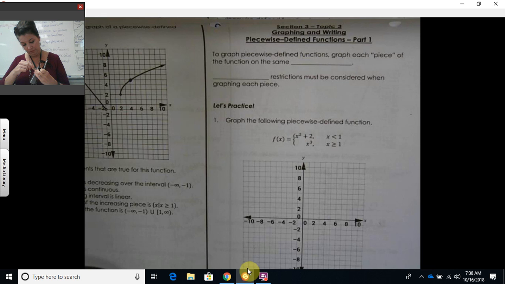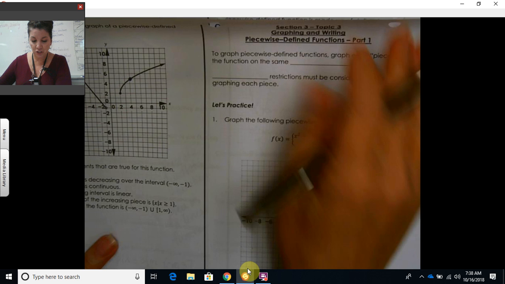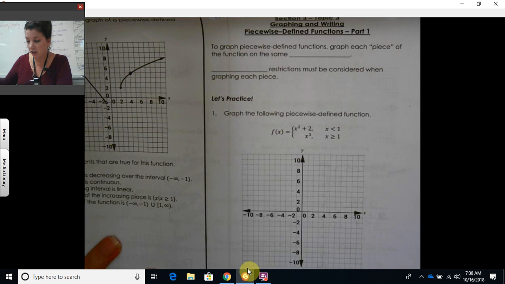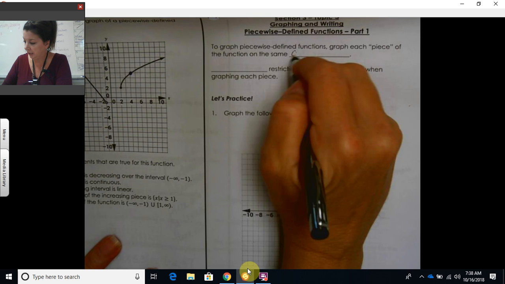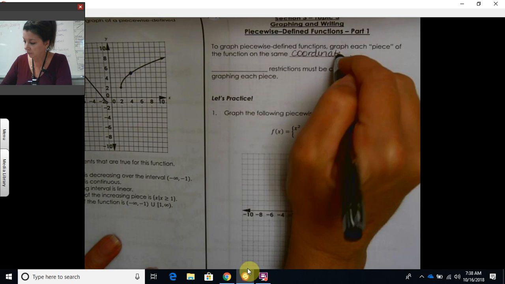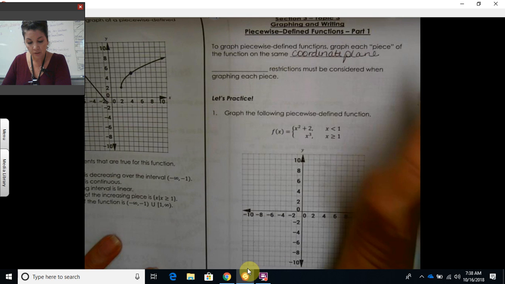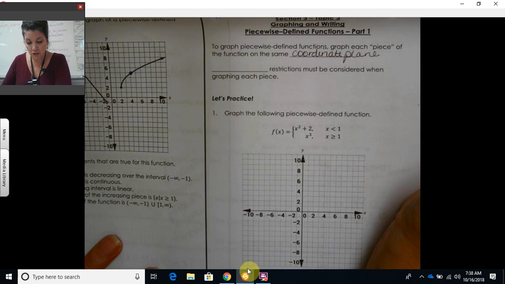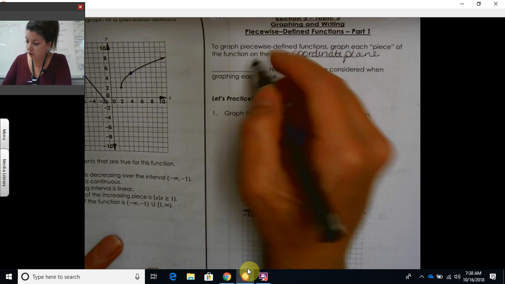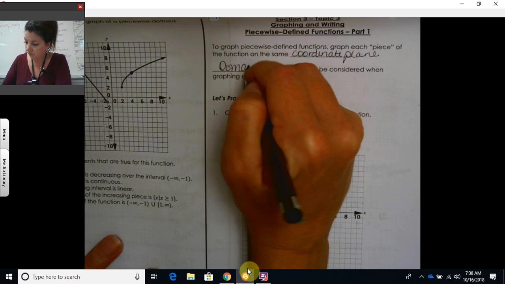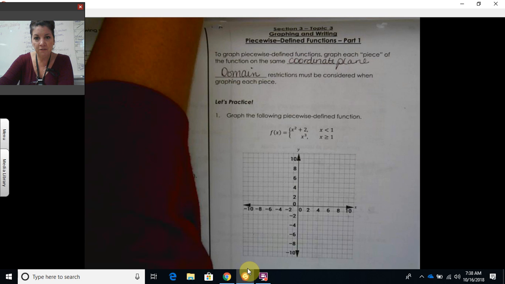To graph piecewise defined functions, graph each piece of the function on the same coordinate plane. Domain restrictions must be considered when graphing each piece. So we already knew that. Graph the following piecewise defined functions.